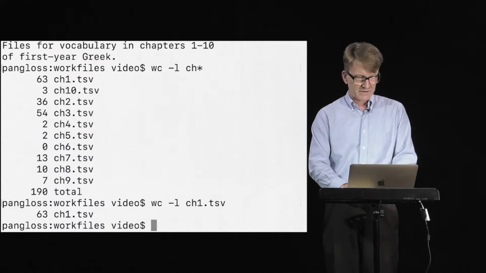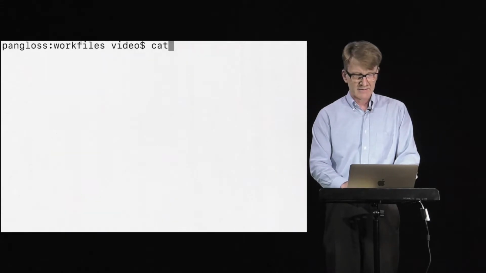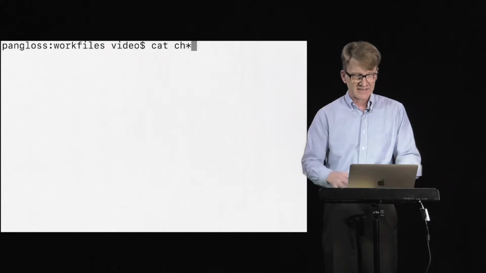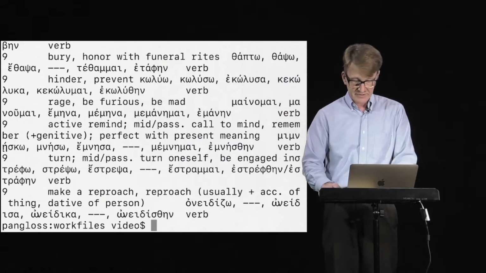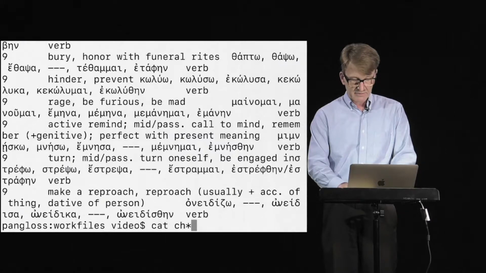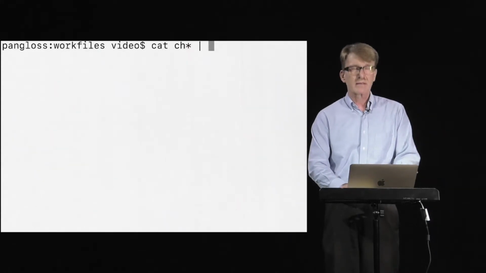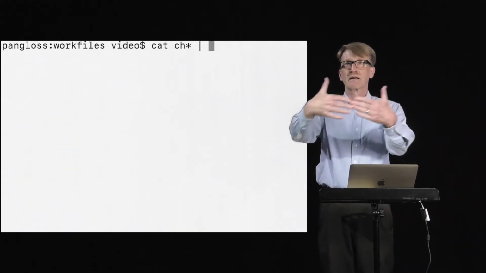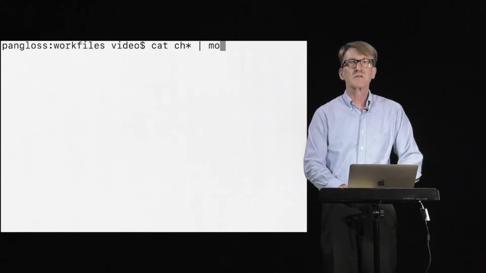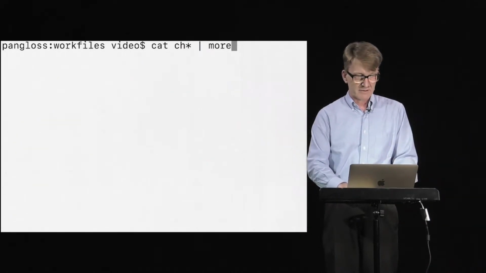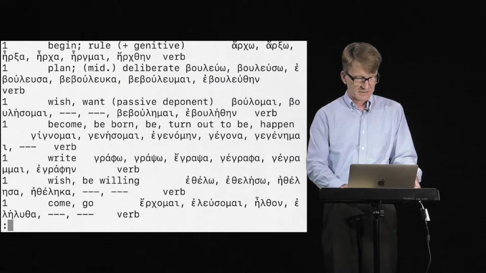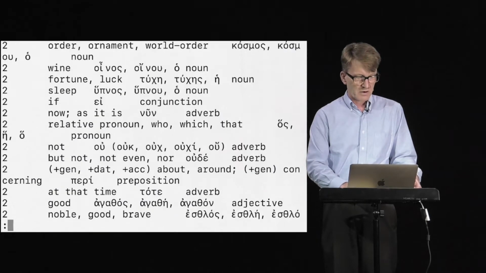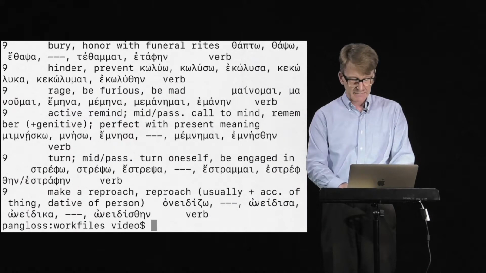Here's an alternate way I could come up with that total number rather than making wc work on all of those files. What if I were to cat all of the files starting with ch? That's going to just concatenate them all together. They went through very, very fast. If I use the pipe operator, that means everything that I've catted together is going to become the input to the next command. So if I use more as the command that is being fed this input, I can now scroll through all 10 chapters worth of vocabulary.